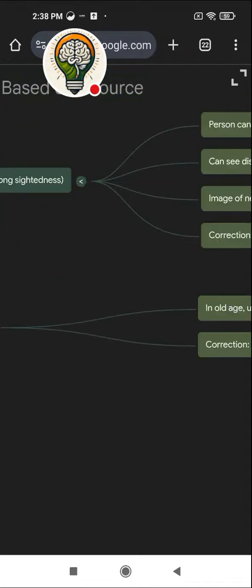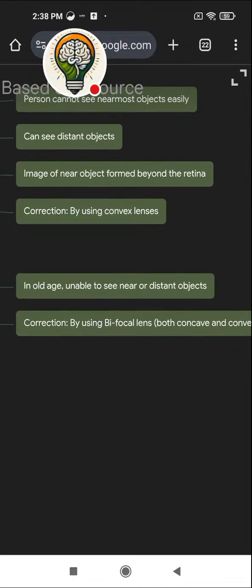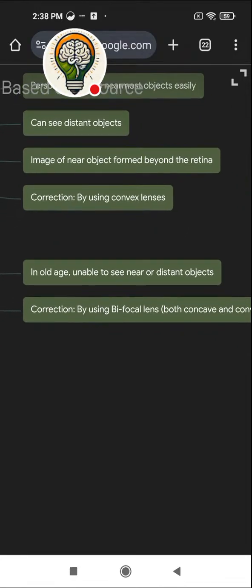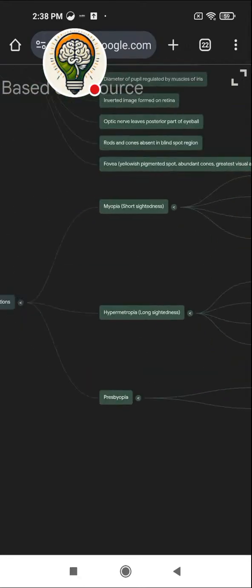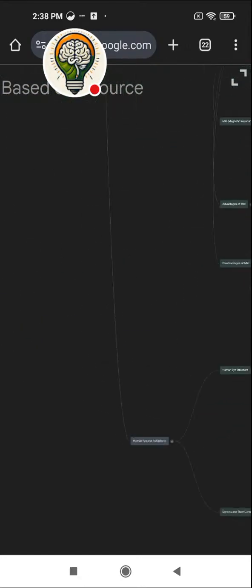Then presbyopia: in old age, a person is unable to see near and distant objects, and correction is by using a bifocal lens, both convex and concave lens. So your physics is completed.